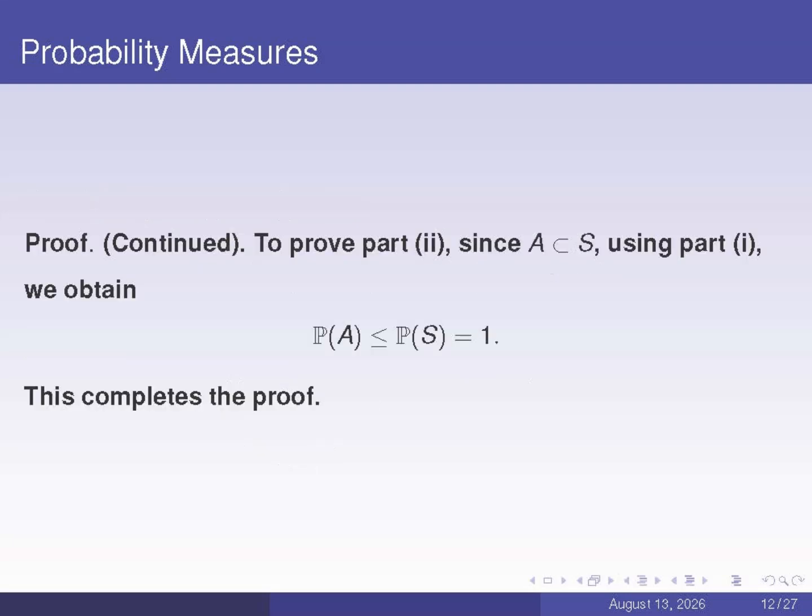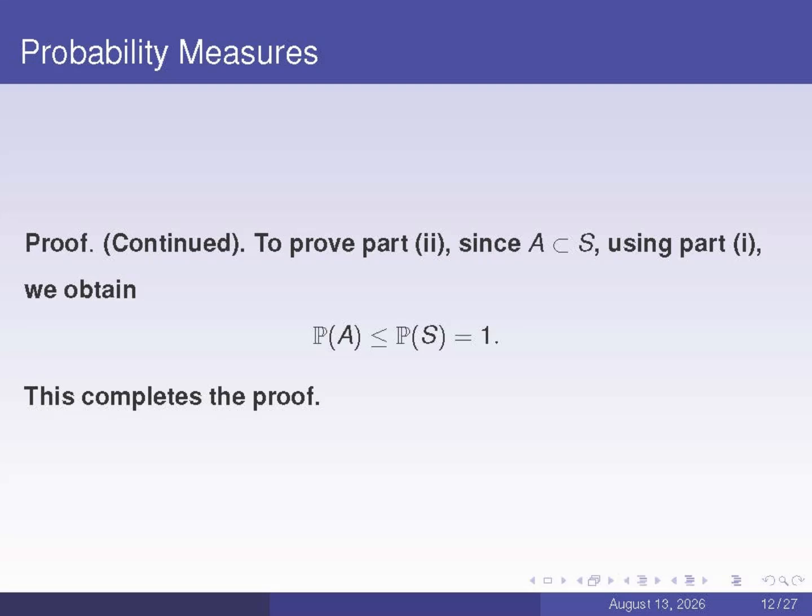Next, we prove the second property. Since any event A is contained within the entire sample space S, it follows from the first property that the probability of event A is less than or equal to the probability of event S.